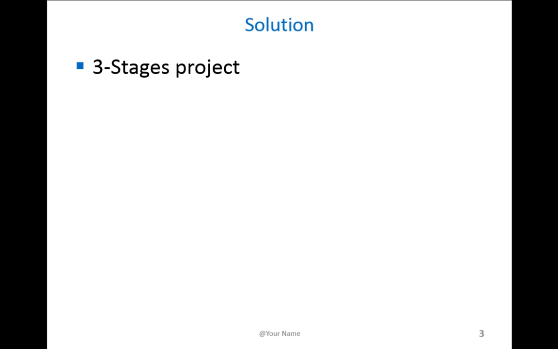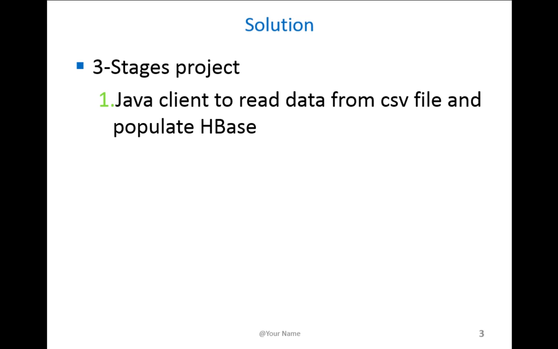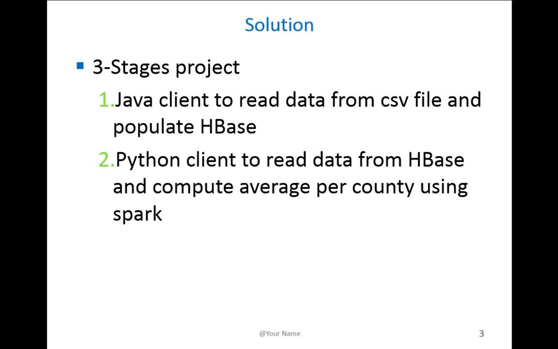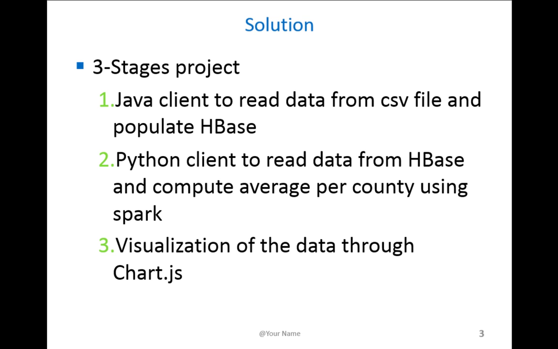The solution for this project is based on 3 stages. The first one is that the data that we have on a CSV file is going to be read, and then it's going to be pushed into HBase. Then we're going to have a Python client that is going to read data from HBase and compute the average per country using Spark. Finally, we're going to visualize the results using Chart.js, which is a JavaScript framework that is so much easier than D3.js or C3.js.